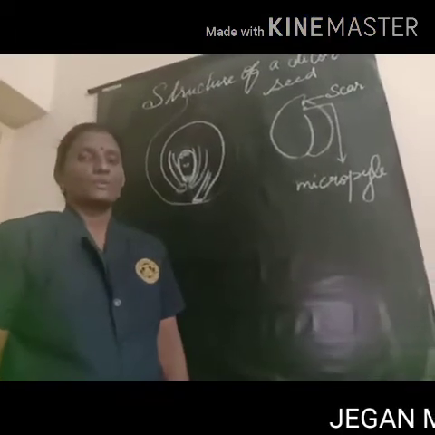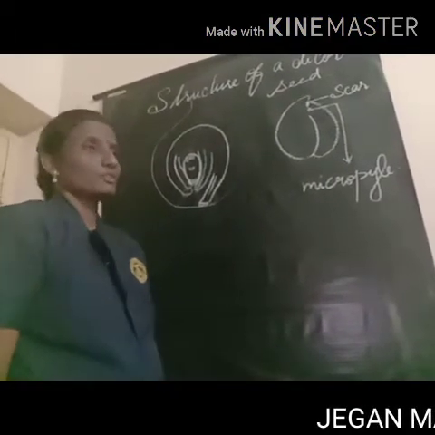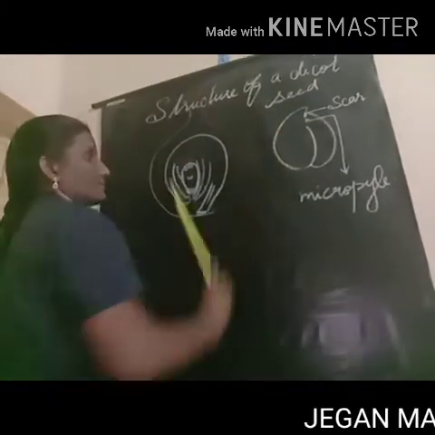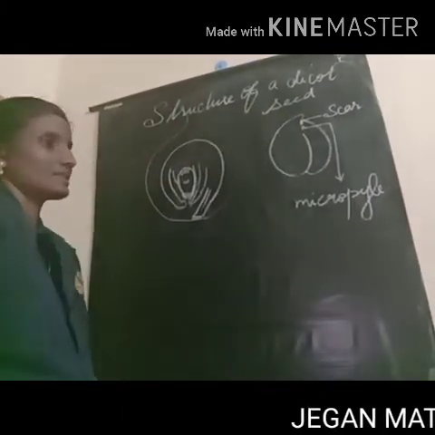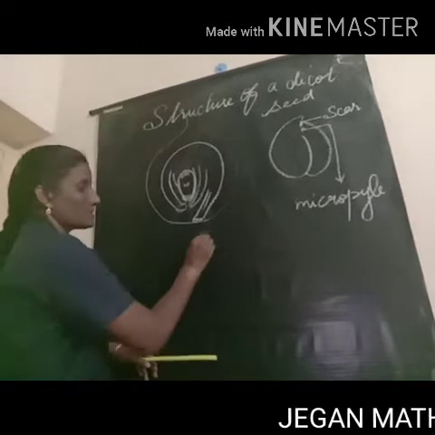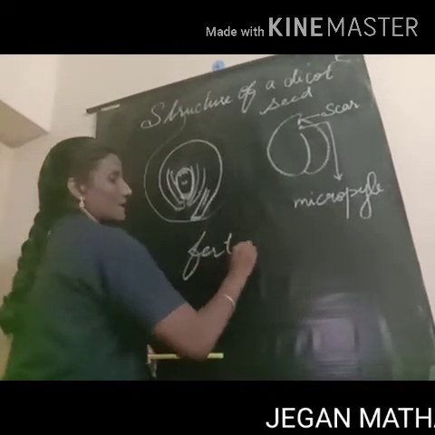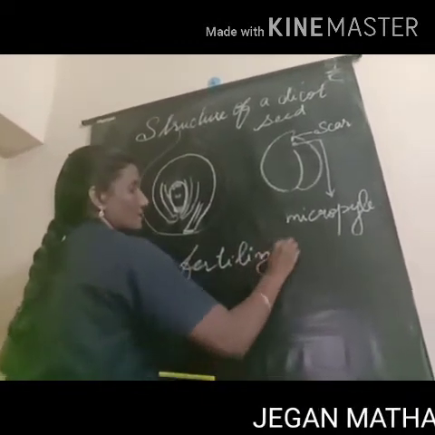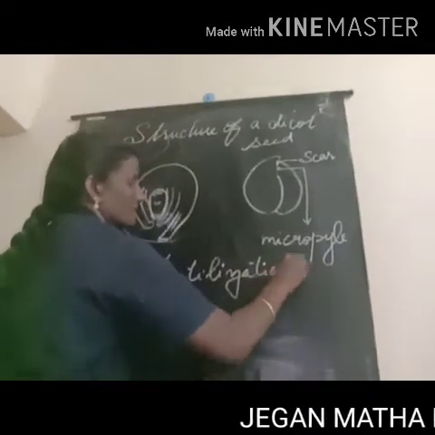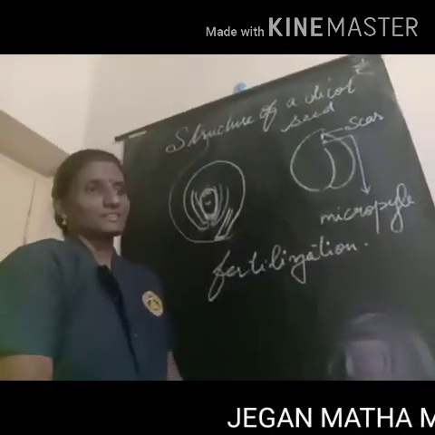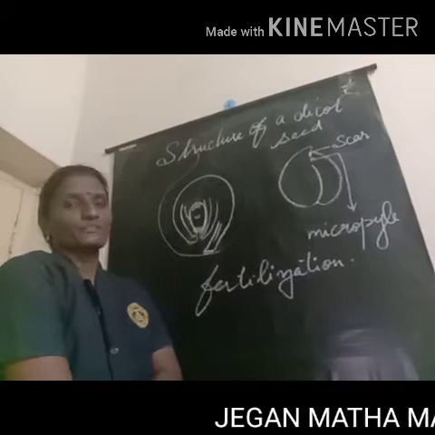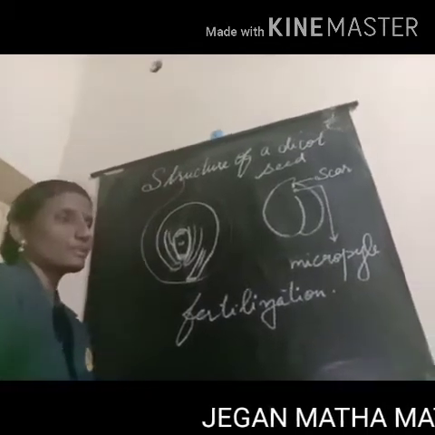Today we are going to see about the structure of the dicot seed. You have studied that after fertilization, the embryo is formed. From the embryo, the fruit is formed.